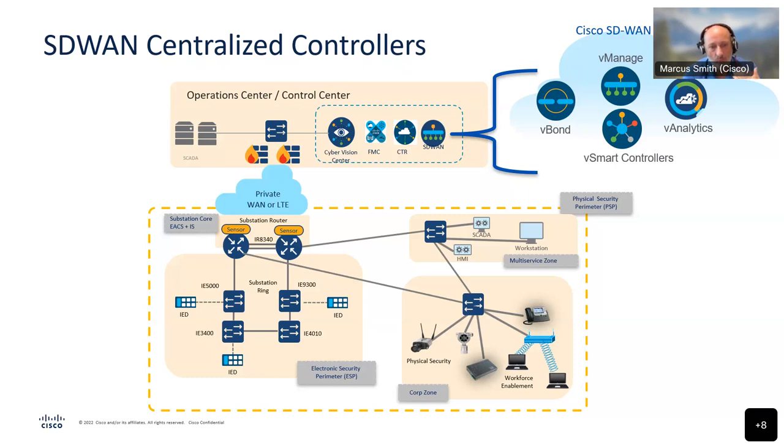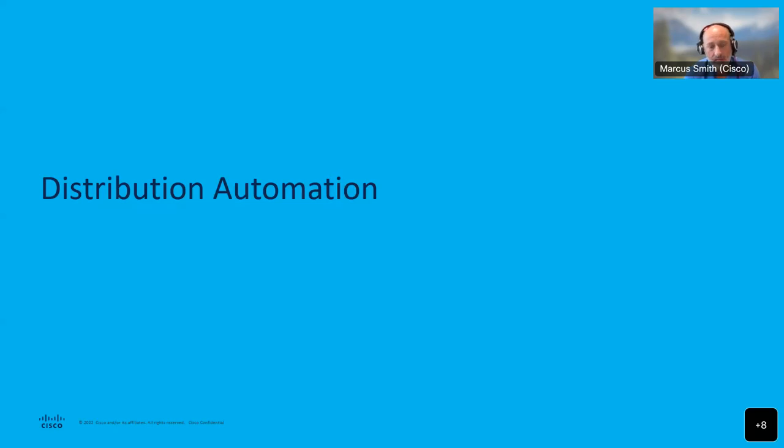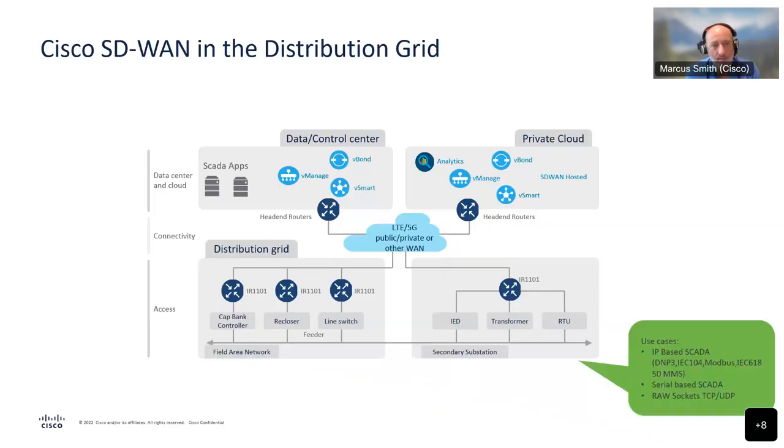So we're starting to see SD-WAN being adopted now by more and more utilities, and we have recently been validating a number of Cisco industrial routers with the SD-WAN solution, and we're about shortly to release an SD-WAN set of CVDs specifically for distribution automation use cases. So they should be available on our external website in the next couple of weeks.